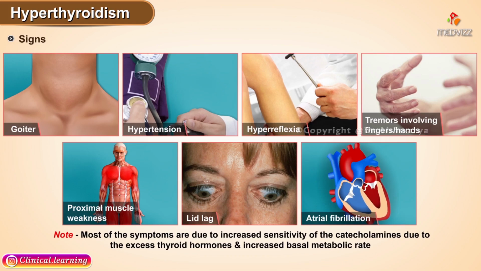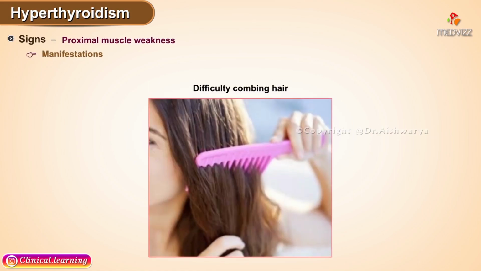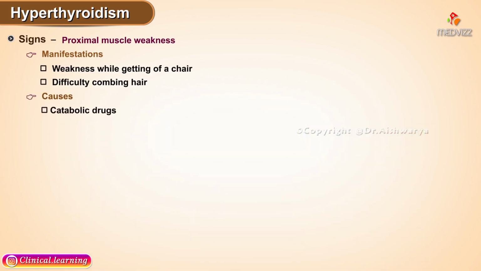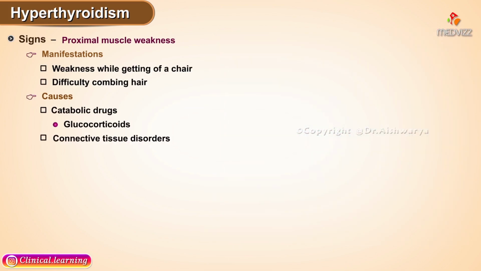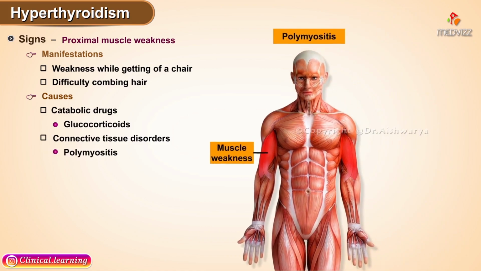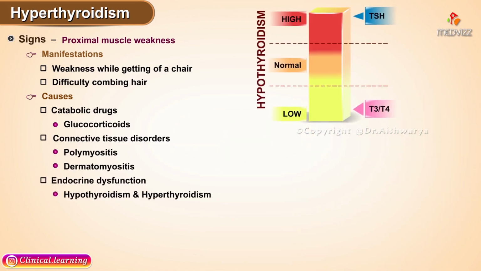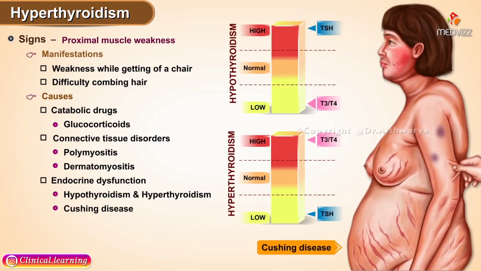Most of the symptoms are due to increased sensitivity to the catecholamines due to the excess thyroid hormones and increased basal metabolic rate. Proximal muscle weakness, which can manifest as difficulty combing hair or weakness while getting into or out of a chair, is consistent with myopathy that can be caused by catabolic drugs like glucocorticoids, or in some cases, certain connective tissue disorders like polymyositis or dermatomyositis, or endocrine dysfunction as in hypo or hyperthyroidism, or Cushing's disease can all cause proximal muscle weakness.